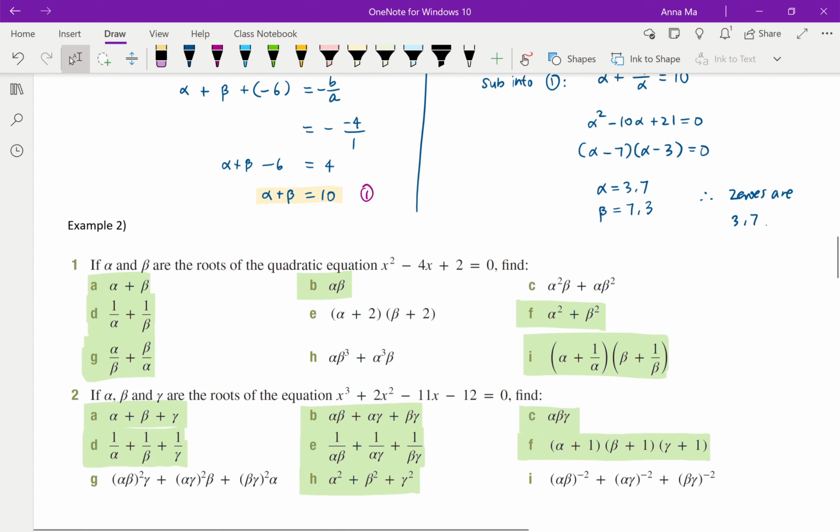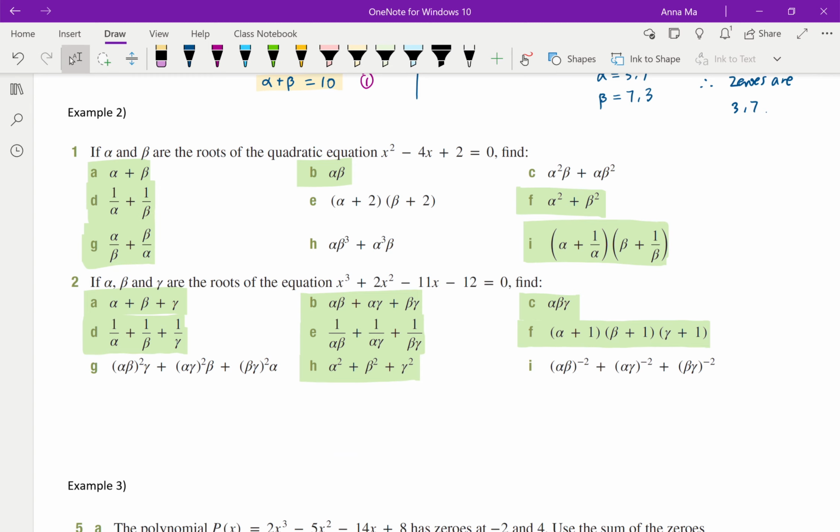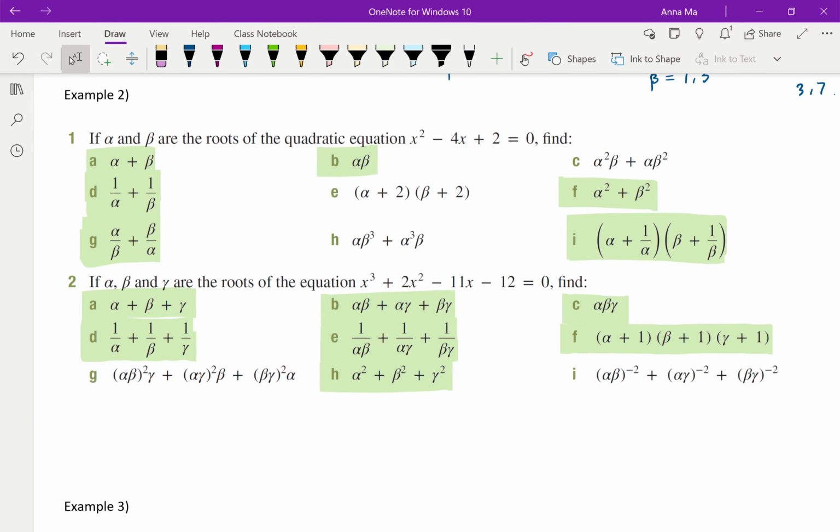Okay, let's try these examples. So we are using the sum and product of roots identities to find some more complicated expressions. So you can pause the screen here to try the questions, or you can just follow along with me. Okay, for question 1a, it's just a sum of zeros. So I know it has to be negative b on a, which is 4. For the product of zeros, it's meant to be c on a, so it's just 2.